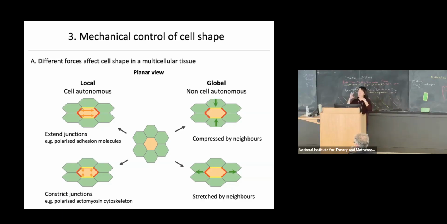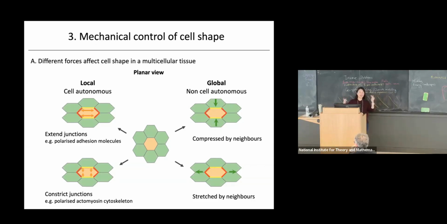This will make a spherical cell into anisotropic shapes, right? But in multicellular systems, this middle cell, apart from its own cell shape control, will also be influenced by neighbors. It can be squashed by neighbors growing into it. It can be stretched by neighbors pulling on it.